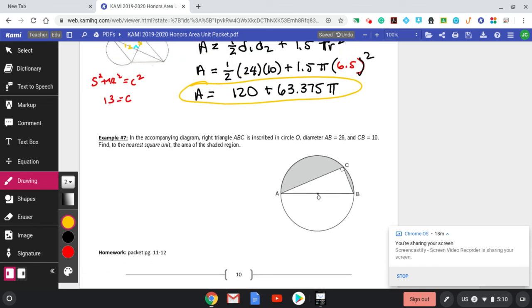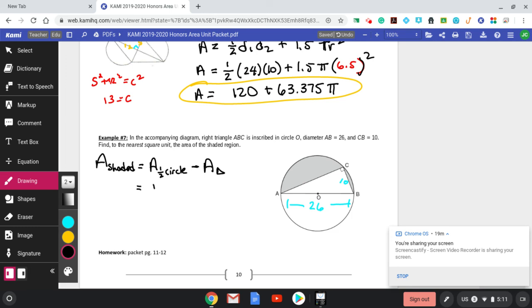And then last one here. We got to find the area of the shaded region. Let's just write down what I'm given. AB, that diameter is 26. CB is 10. Find to the nearest the area of the shaded region. All right, well, let's make up a plan and I'm going to let you go on your own. So the area of the shaded region. I can take the area of the half circle, and instead of adding like I've been doing the last two problems, I can subtract the area of, what's that figure that's unshaded? The triangle.